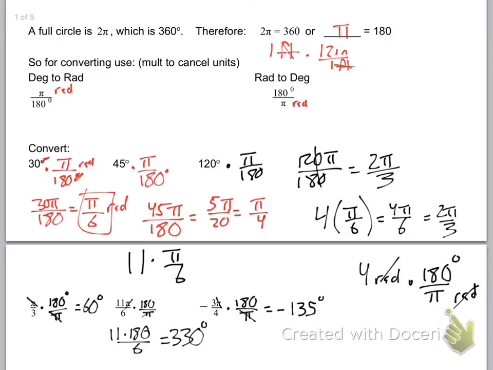And this is where it gets confusing. Because now it's 4 times 180 divided by pi. 4 times 180 is 720. So the actual answer is 720 over pi degrees.